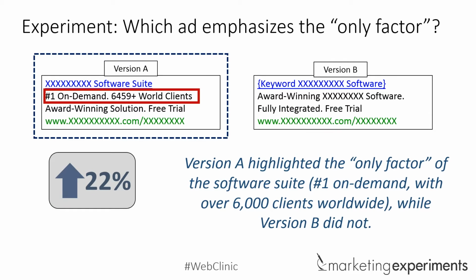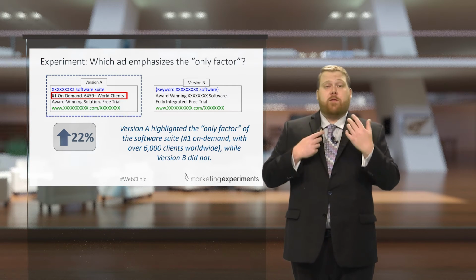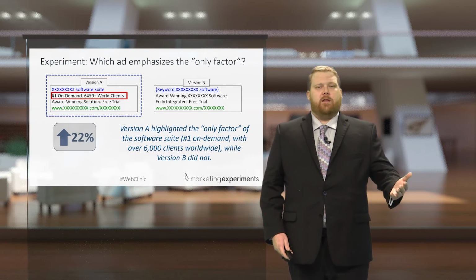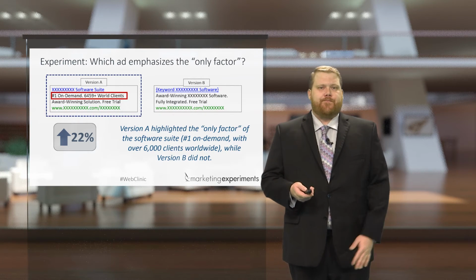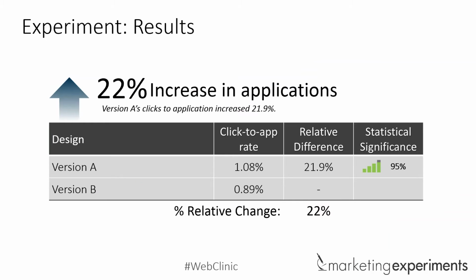It is, in fact, A again. Version A really had the only factor of the software suite. It's the number 1. It's on demand. Has over 6,000 worldwide clients. These are a lot of appealing and exclusive factors that this software company in particular had. And once they started to speak to the customer in a way that resonated with their thought process at the time, they were able to get this lift in clicks. So here's the final test protocol. You can see huge relative difference, 95% statistically confident.